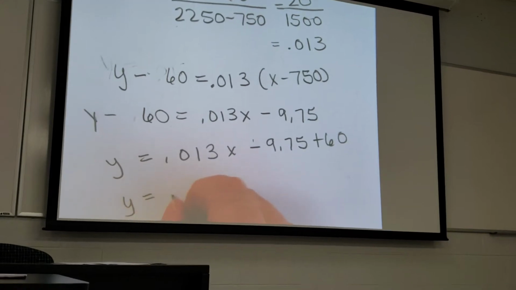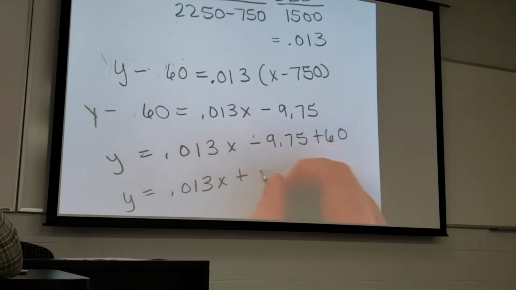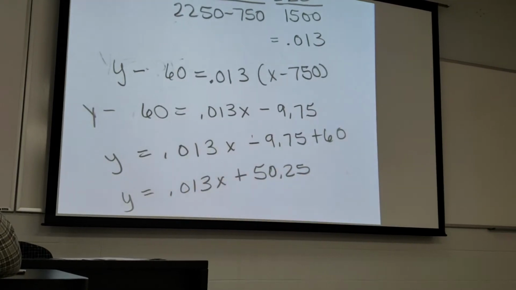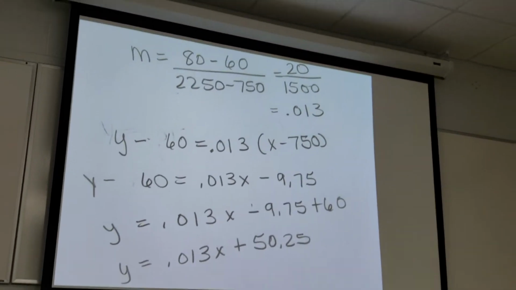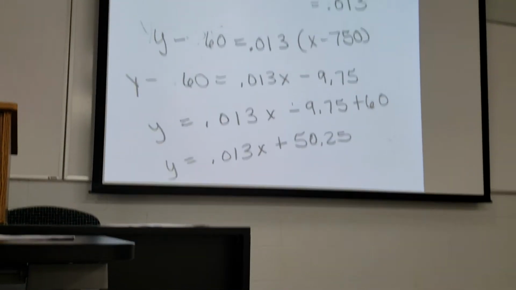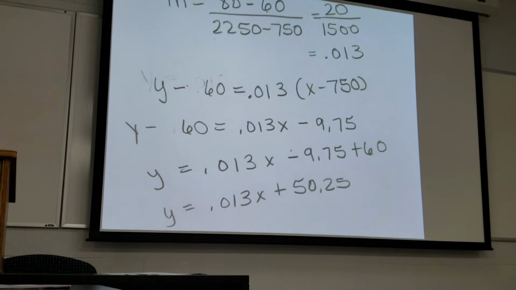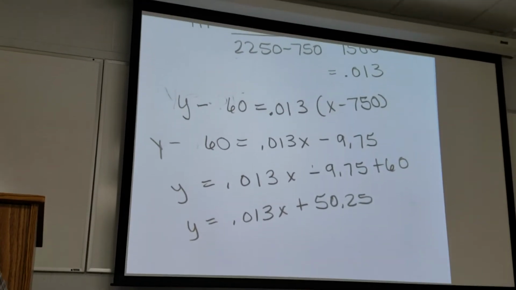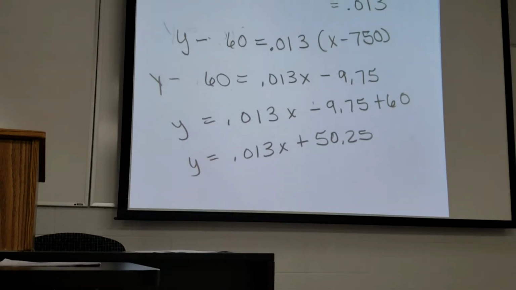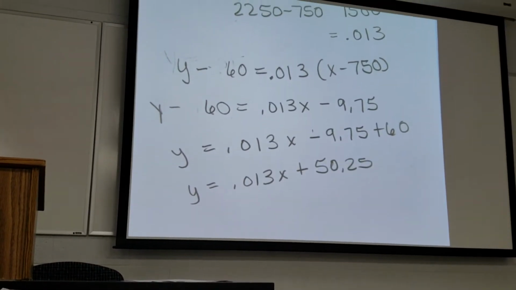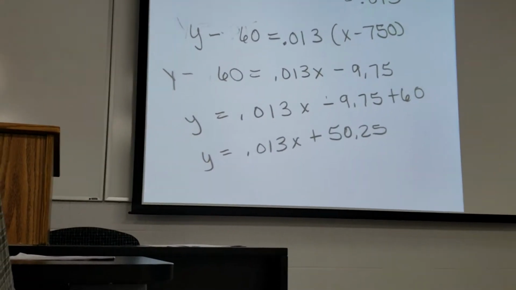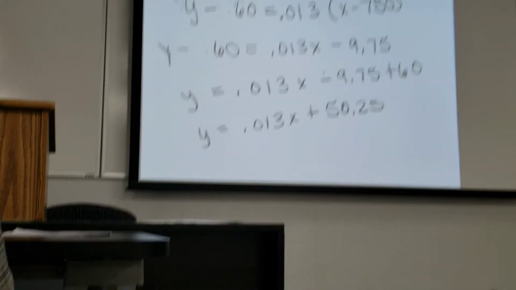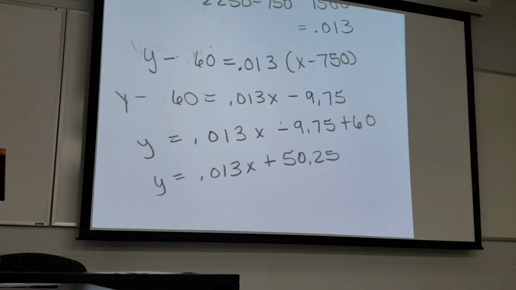So y is gonna equal 0.013x plus $50.25. But it says to solve it algebraically, and it even told us how to do it. It says addition or substitution. I'm gonna do addition. It's not gonna be pretty, but I do substitution.